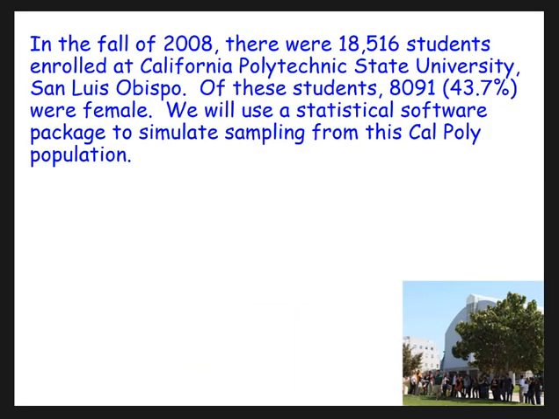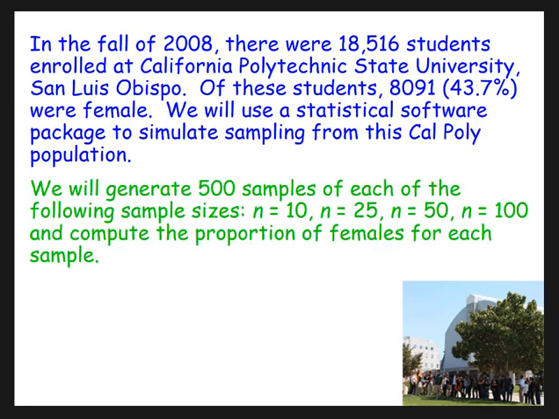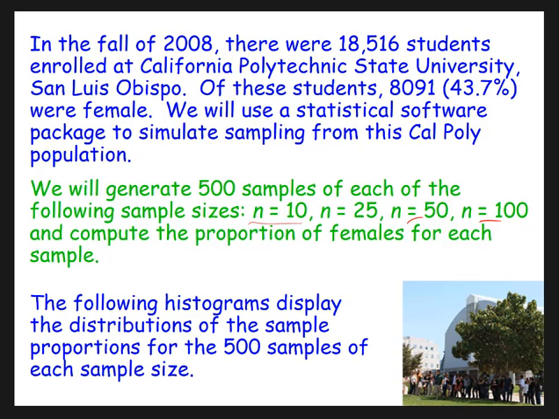In fall of 2008, there were 18,516 students at California Polytechnic. Of those students, 8,091 were female. We'll use a statistical software package to simulate sampling from the Cal Poly population. So we're going to generate 500 samples, some with size 10, some size 25, 50, and 100, and we're going to then graph those results.